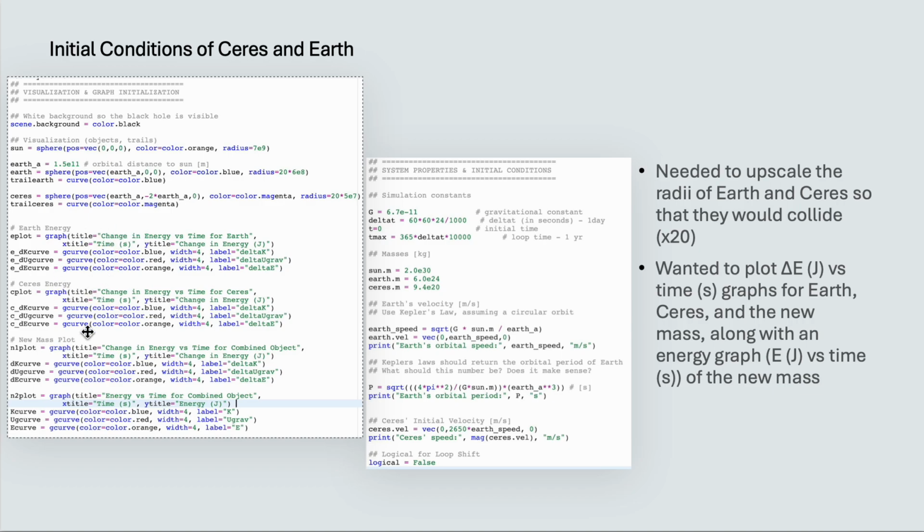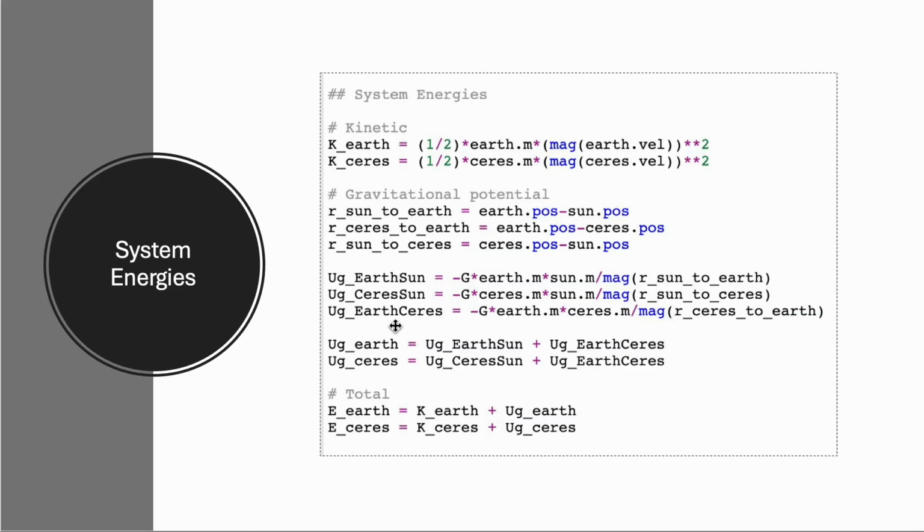I also wanted to plot the different energy graphs: change in energy graphs for the Earth, for Ceres, and for the new mass, along with just an energy versus time graph of the new mass. And here are just the initial constants and all that of the planets. This logical here was important for our loop shift, which I will explain later. There were also the system energies: kinetic energies of both systems, gravitational potential energies of both systems, and the total energies of both systems, as you can see.